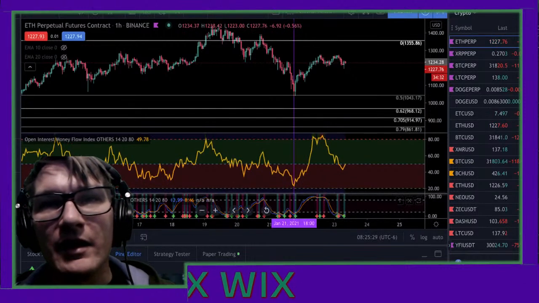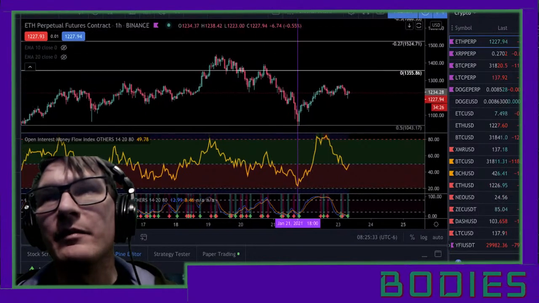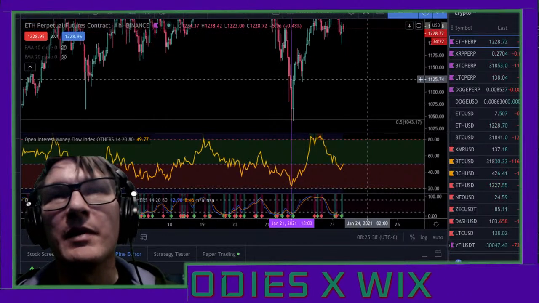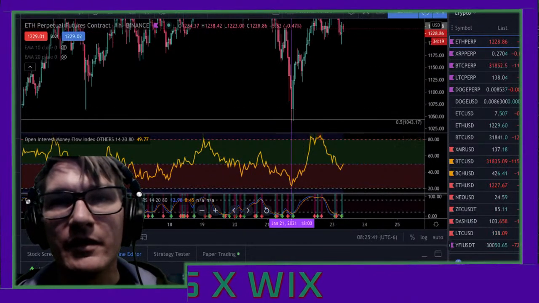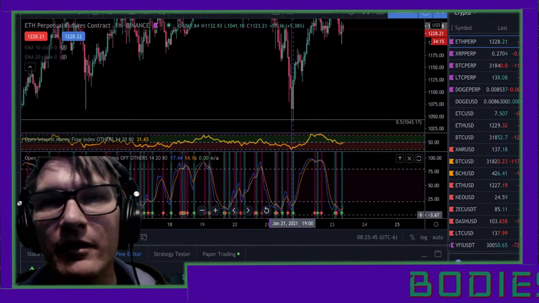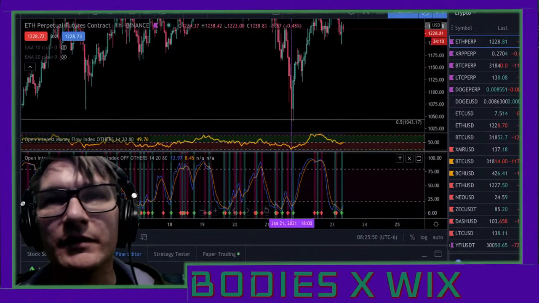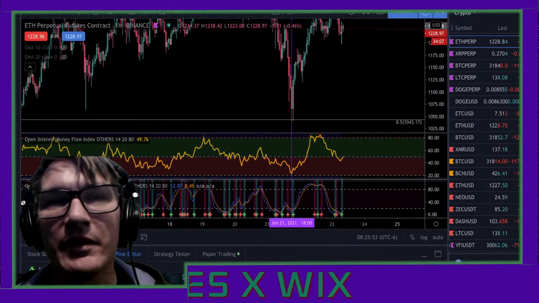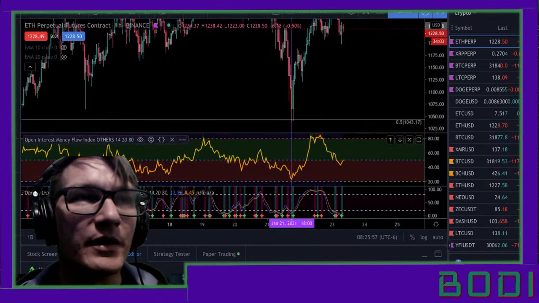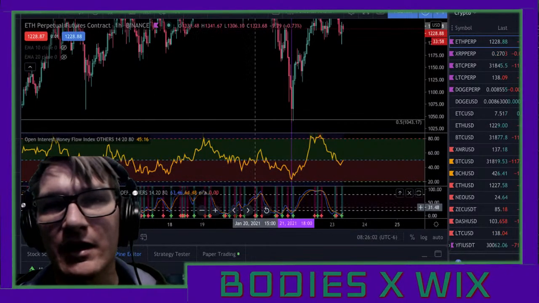Right, so you see that line almost oversold at the exact same time ETH was hitting its bottom, and also the stochastic money flow was going from red to green, so it was giving a buy signal too. So that's the thing I like about these open interest ones: open interest money flow index and open interest money flow stochastic.